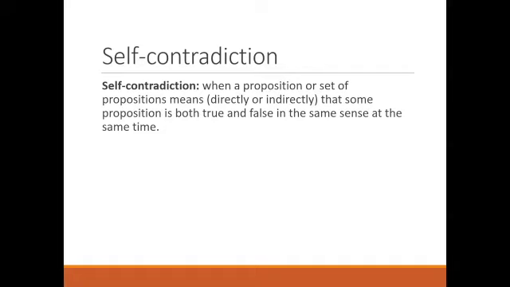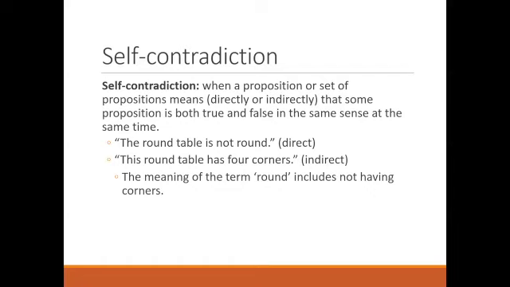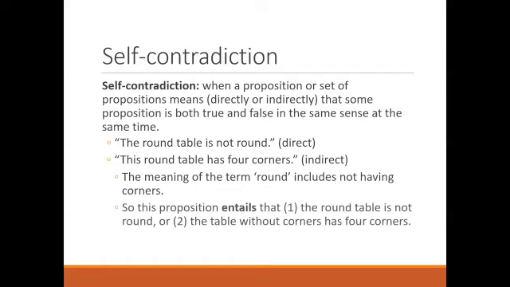A self-contradiction is when a proposition or set of propositions means directly or indirectly that some proposition is both true and false in the same sense at the same time. So the statement that the round table is not round is a direct self-contradiction. The statement that this round table has four corners is indirectly a self-contradiction, for the meaning of the term round includes not having four corners. So this proposition entails either that the round table is not round, or that the table without four corners has four corners. That is, either way, it entails a direct self-contradiction.